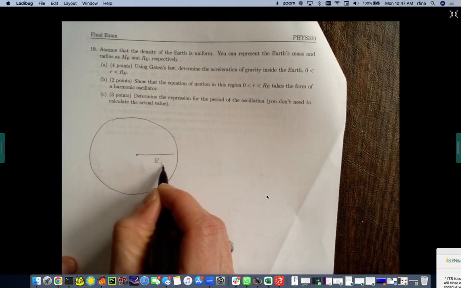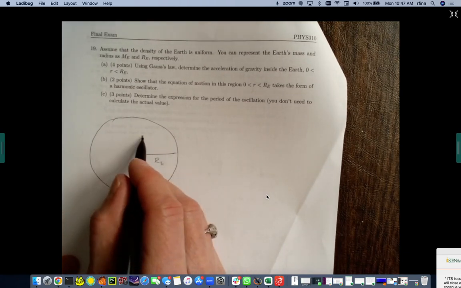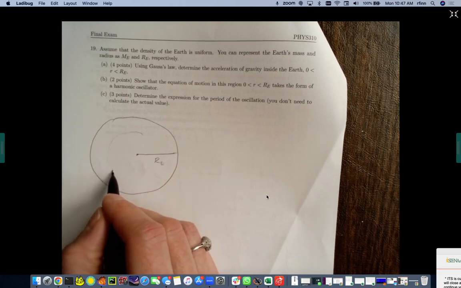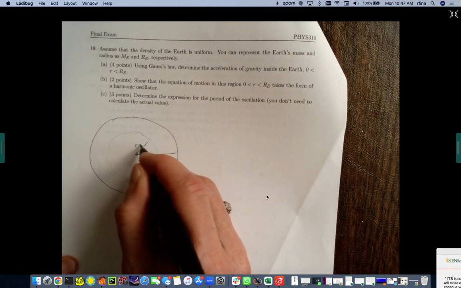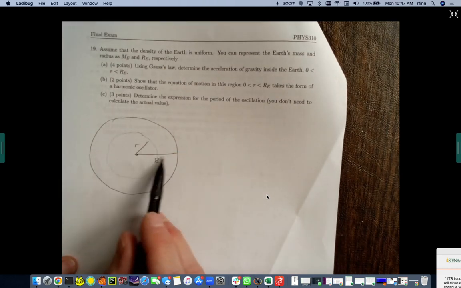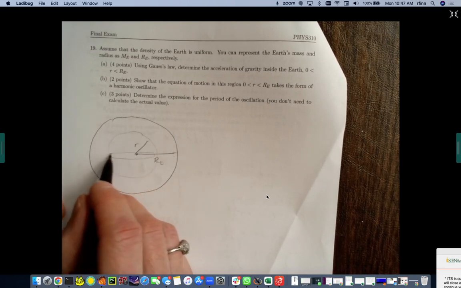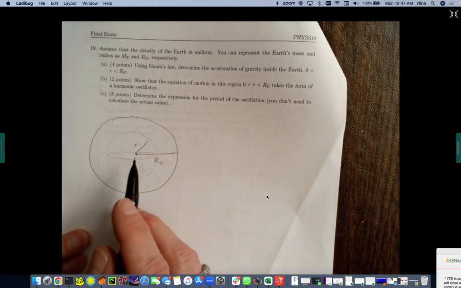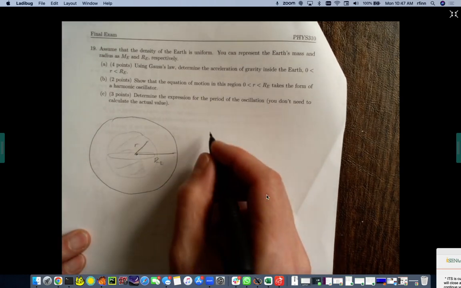Okay, so here's our Earth. Just drawing it in 2D, right? But this is a spherical object. And so our Gaussian surface is going to be somewhere in between. It's going to have a radius little r, somewhere between 0 and the edge of the Earth. And it's going to be a sphere as well, right? So it's got to be a closed surface, and we're going to just look at what's happening inside of that.